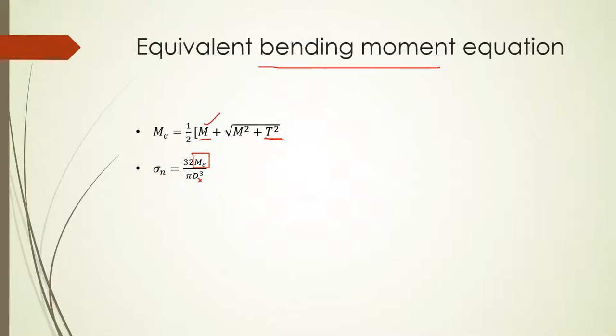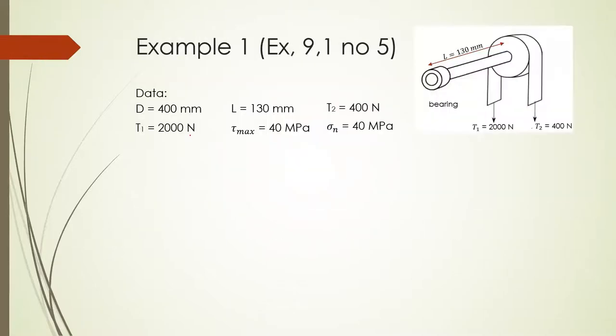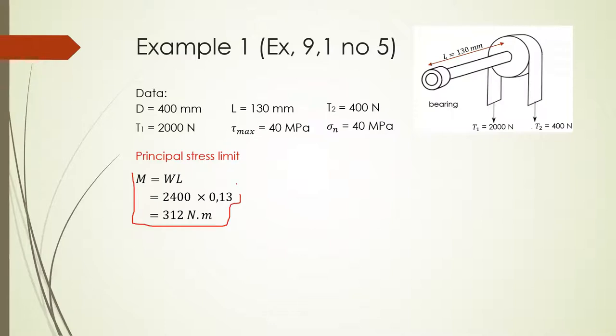Now, how do we find these two? The torque, we know how we are going to find the torque. We also need to know how to find M. M is a cantilever, guys, meaning that we are not told anything about the weight of the shaft, so we ignore that. So this is how you calculate M on a cantilever, chapter 3, remember? It's WL, and W is T1 plus T2, which is 2400, times L, which is 0.13. It's a cantilever, chapter 3 equation.